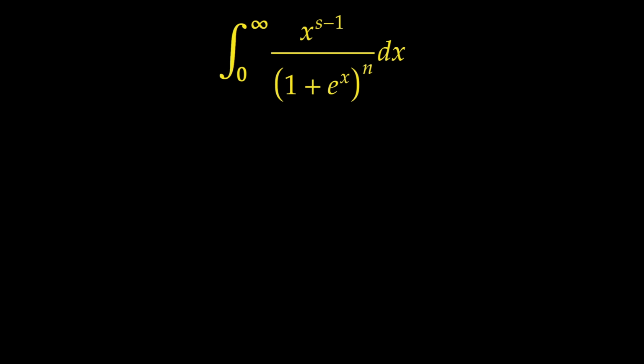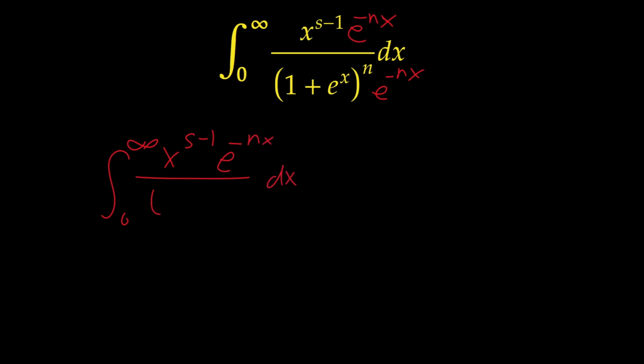And the first thing we're going to start by doing is multiplying the top and bottom by e to the minus nx. So that way, once I finish writing the entire rest of the integral right here, the denominator can be expressed as (1 plus e to the minus x) to the n. And that's just so later on, we can express this bit right here as an infinite series.